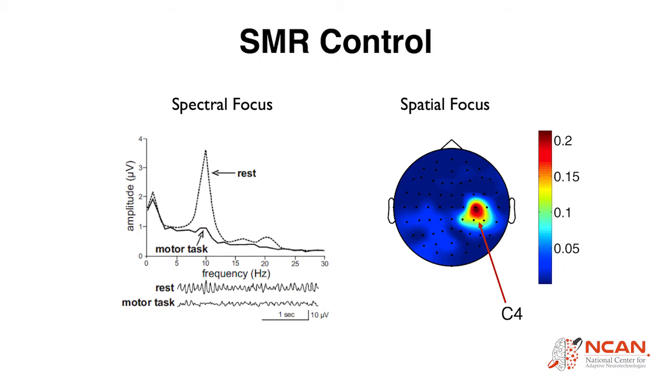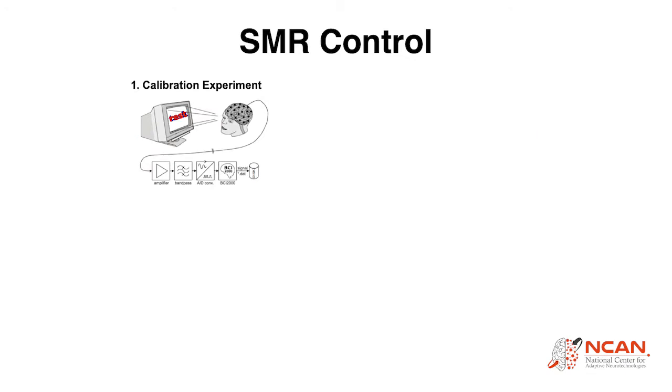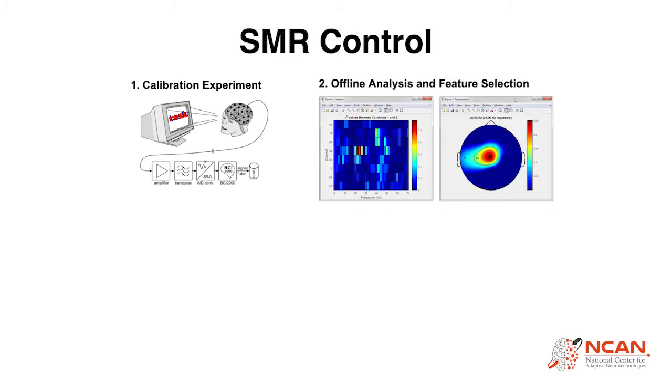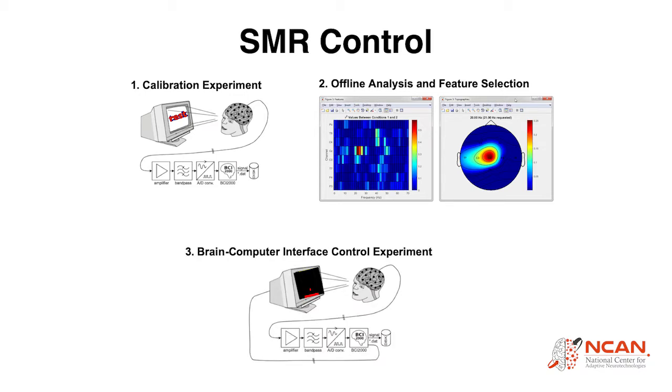a screen. In our experiment, we will first collect the subject's sensory motor rhythm through a calibration session using EEG. Next, we will analyze the EEG recordings and extract the subject-specific SMR features. We will then conduct a BCI control experiment using the selected feature. Before starting the calibration, let's look at the hardware and software needed for our experiment.